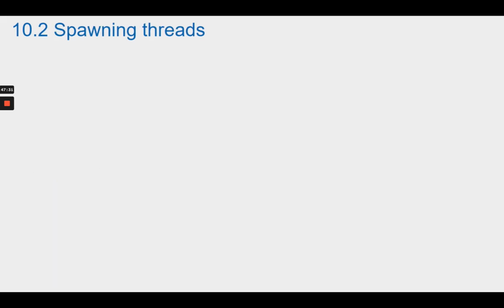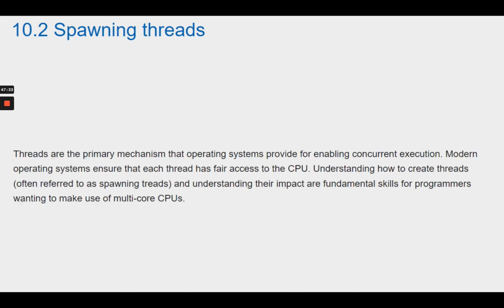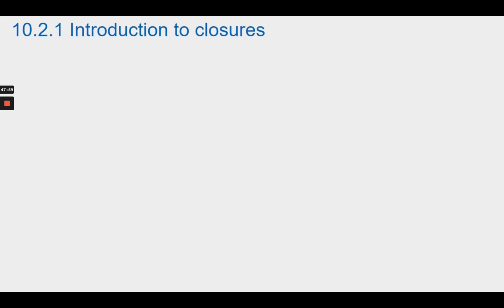Section 10.2. Spawning threads. Threads are the primary mechanism that operating systems provide for enabling concurrent execution. Modern operating systems ensure that each thread has fair access to the CPU. Understanding how to create threads, often referred to as spawning threads, and understanding their impact are fundamental skills for programmers wanting to make use of multi-core CPUs.